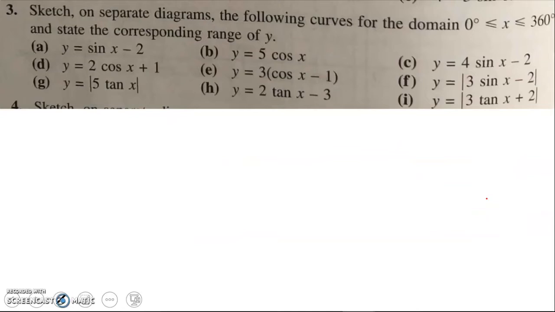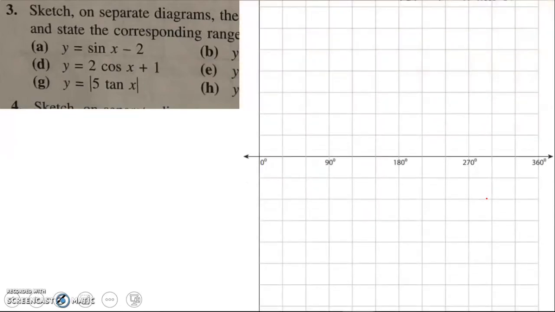Alright, number 3. Sketch on separate diagrams the following curves for the domain 0 to 360 and state the corresponding range of y. Okay? Now, I'm going to do these. Obviously I can't do all of these, but I will do some of these just to give you a preview of what to do. Okay, so let's go ahead and do sine x minus 2 first.